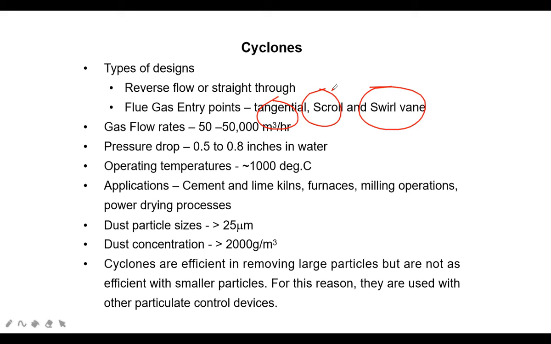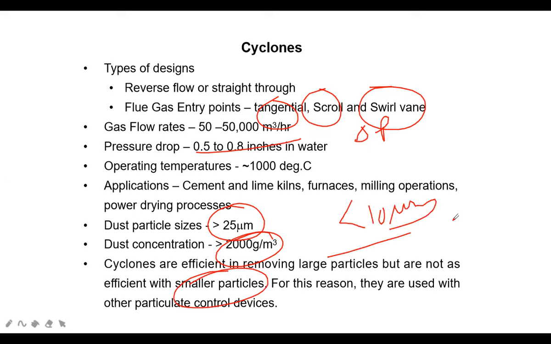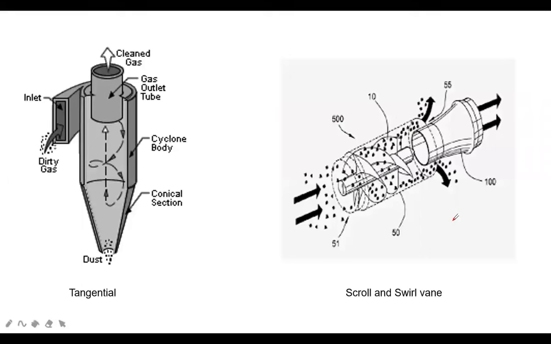Gas flow rate, it can handle a flow rate of 50 to 550,000 meter cube per hour. Okay. Pressure drop is this, that is delta P you are talking about. Temperature, then dust particle size, it's near about 50 micrometer. Okay, so dust concentration is this. No doubt, cyclone is very effective in removing particles, but it's not very efficient for removing particle sizes less than 10 micrometer.